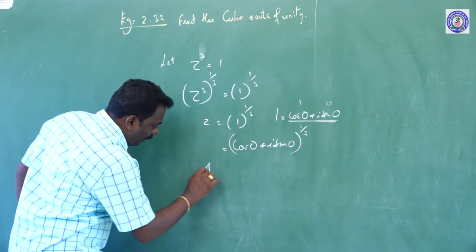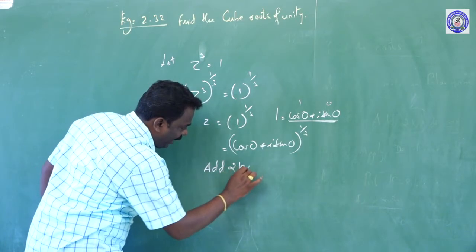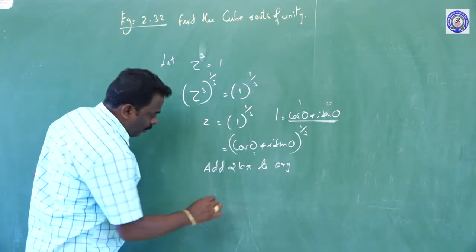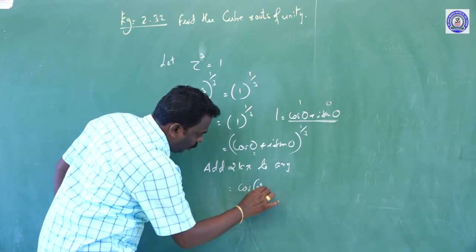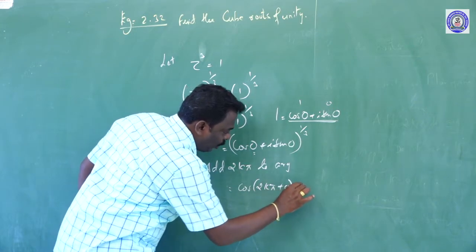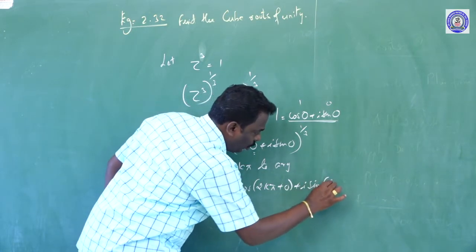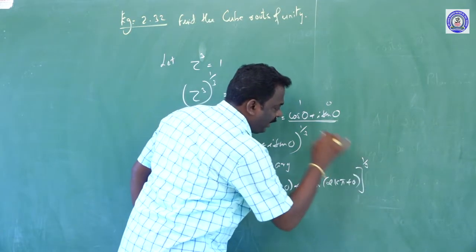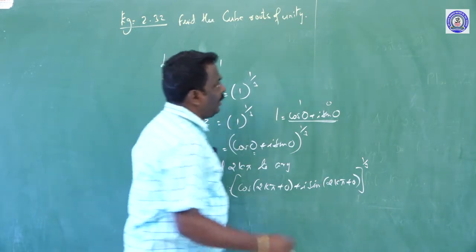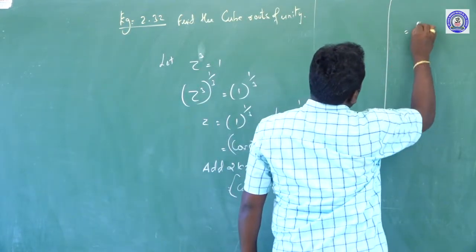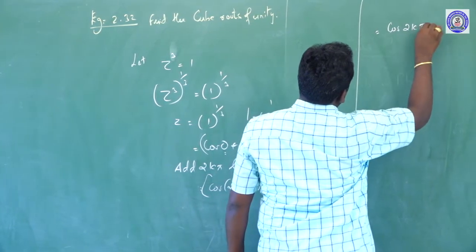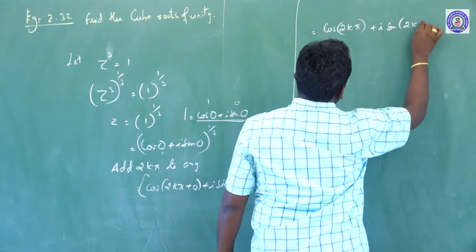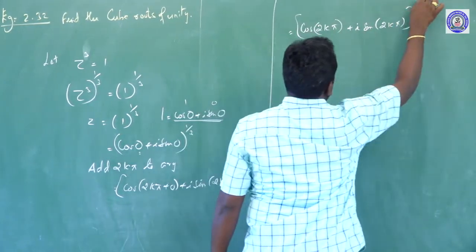Now we have to add 2kπ to the argument. What is the argument here? The argument is 0. That is equal to (cos(2kπ + 0) + i sin(2kπ + 0)) to the power 1 by 3. Now, just simplify the answer: that is equal to (cos 2kπ + i sin 2kπ) to the power 1 by 3.